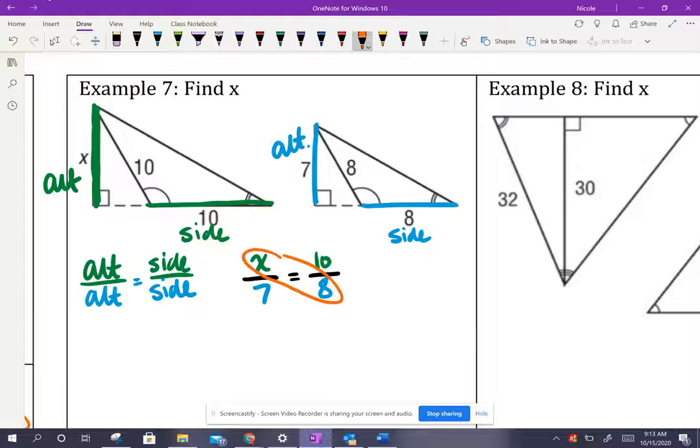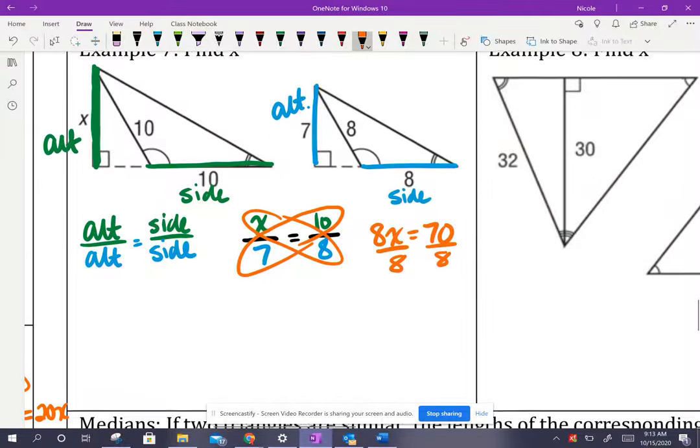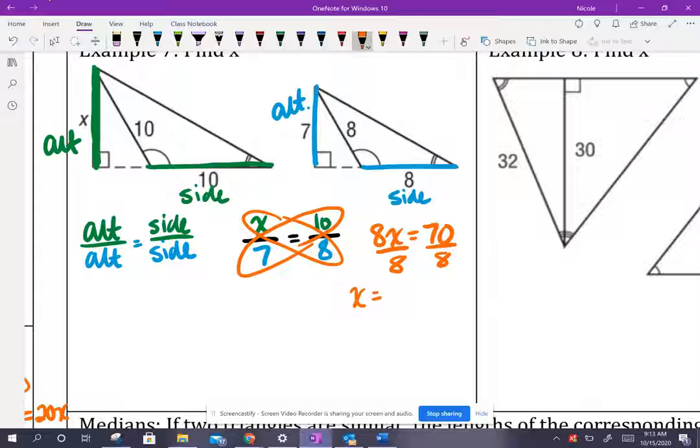And then we cross multiply. We get 8x equals 70. Divide by 8. And x is 8.75, which is the same as 8 3/4. Or if you want to leave this as a fraction, you can say 35 over 4. That works for all of those.